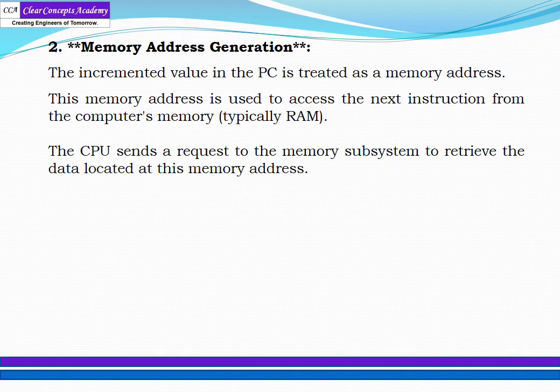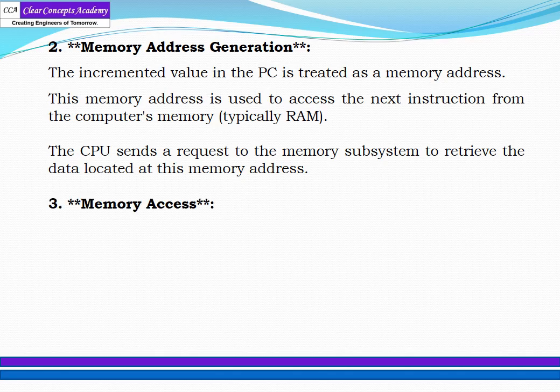The control signal will send a request: from this memory address, you have to read the instruction. So it will send a read signal to get the data from that memory location. That data may be either an instruction or an operand, opcode or operand.